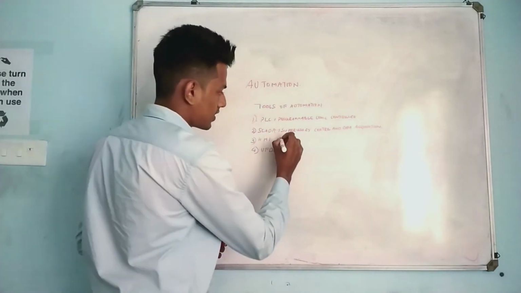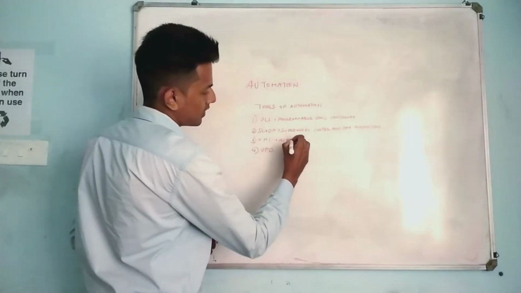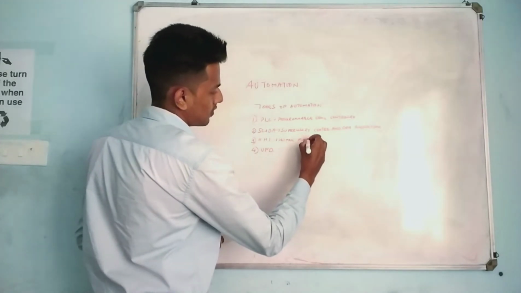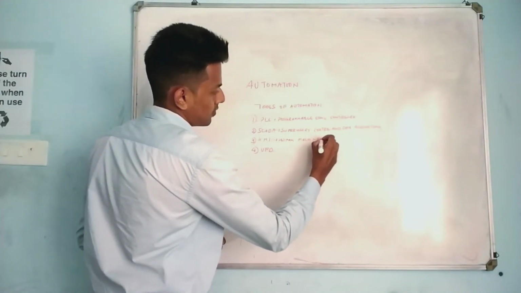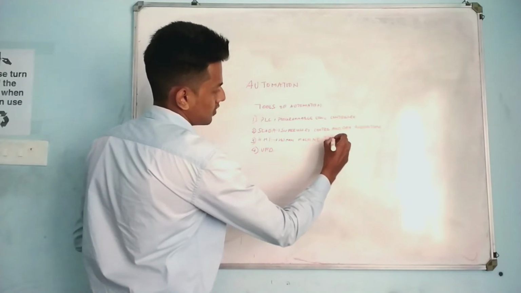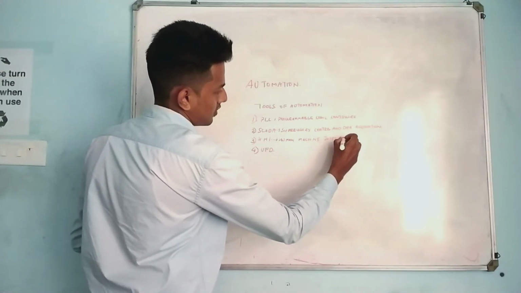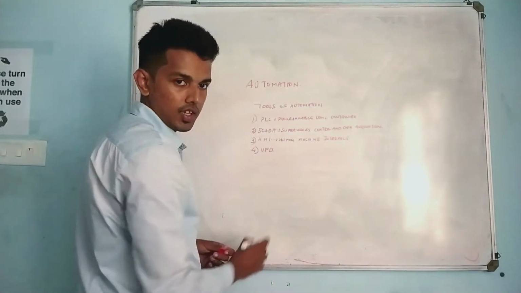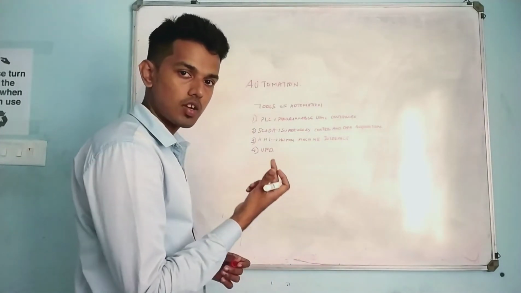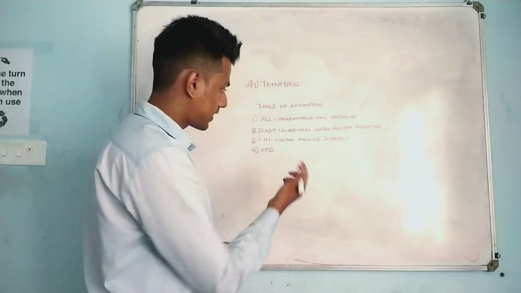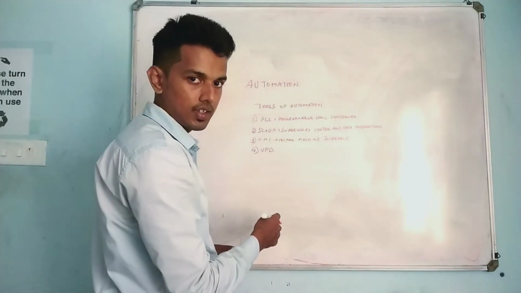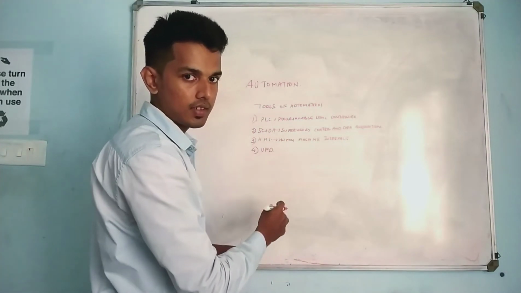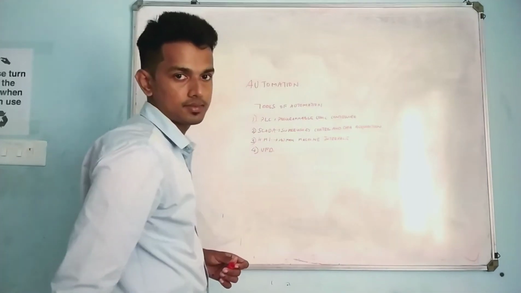The next one is human machine interface. Human machine interface is hardware which is installed in factories so that you can control the whole plant like you are controlling from a TV, and that is HMI.